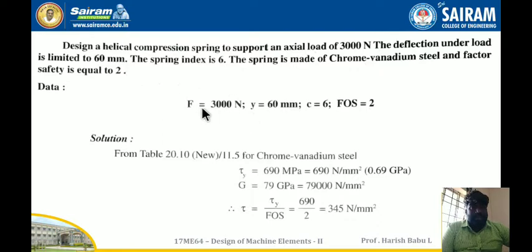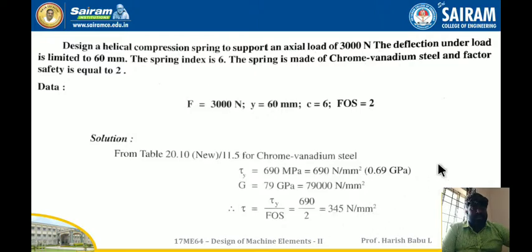So F is equal to 3000 Newton, Y is equal to 60 mm, C is equal to 6, that is the spring index, and FOS is equal to 2. So from the table 21.10 for a chrome vanadium steel, tau Y is equal to 690 megapascals, so 690 Newton per mm square, that is 0.69 GPa, and G will be 79 GPa, that is 79,000 Newton per mm square. So tau is equal to tau Y by FOS.